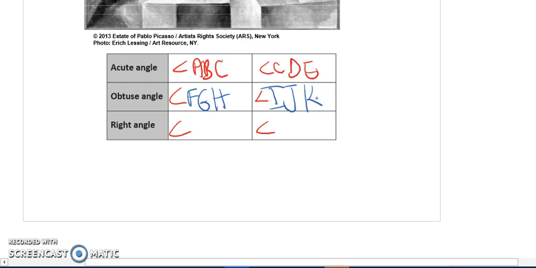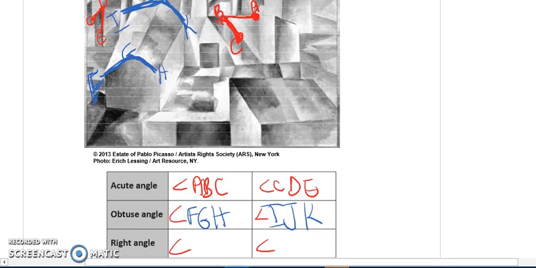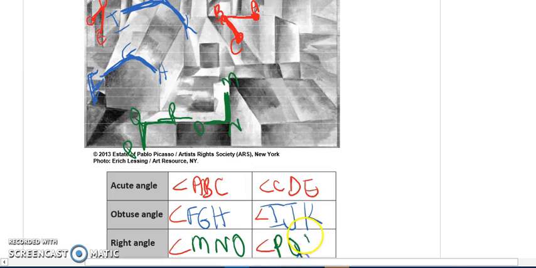Now please remember to pause whenever you need to. Now exactly 90 degrees is like the letter L, forwards or backwards. So I can see one right here. Alright, let's call it M, N, O. And I see one right here. So P, Q, R. Angle P, Q, R.